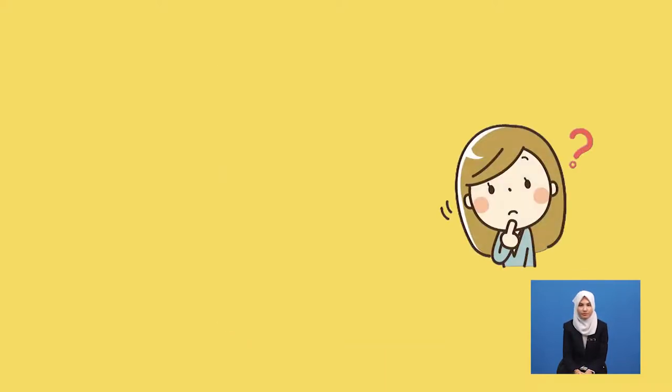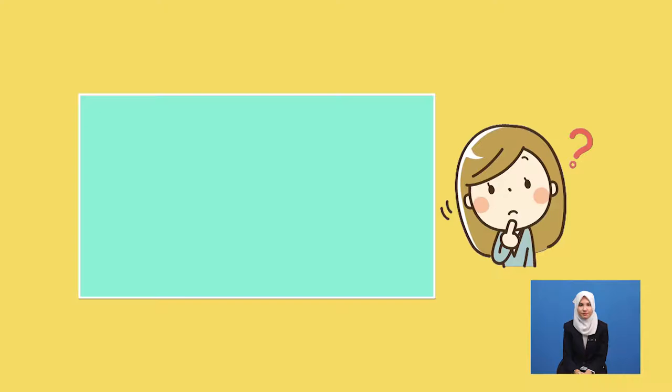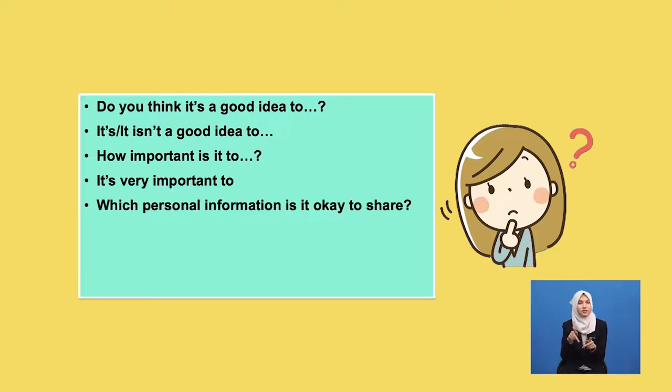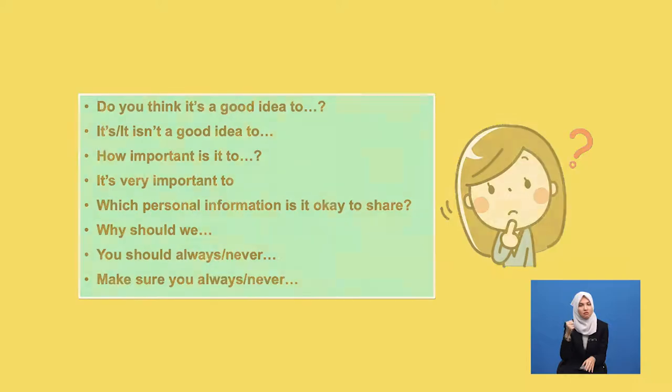You may use some of these phrases and expressions. Do you think it's a good idea to? It's or it isn't a good idea to? How important is it to? It's very important to. Which personal information is it okay to share? Why should we? You should always or never. Make sure you always or never. Now, let's see how I discuss this matter with my friend Sophia.